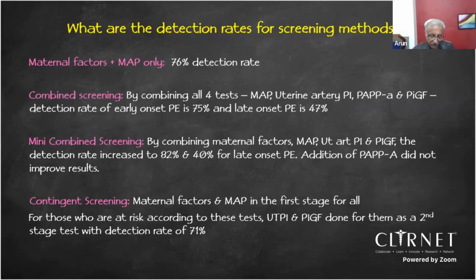So what are the detection rates for screening methods? If maternal factors only, MAP only, 76%. If combined, like all 4 tests are given, the detection rate for early onset is 75 and late onset is 47. Mini combined is basically maternal factors, MAP, PI, and PIGF. They do not include PAPP-A. If you find that these are at high risk, then you can do PIGF and other things as a second stage test. This is a 2-stage test, right?